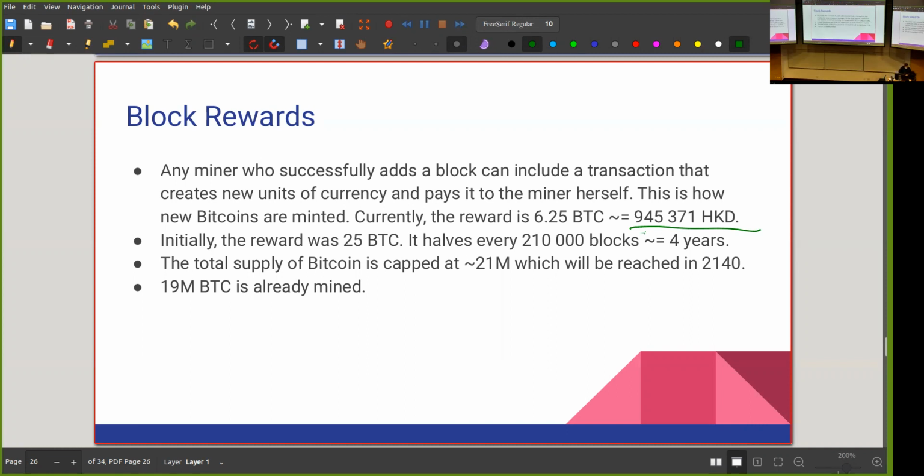Okay, so yeah, you can compute using these numbers that the total supply of Bitcoin is almost 21 million. So there will never be more than these many Bitcoins. This is the maximum number of Bitcoins that can be created by mining. And this limit would actually be reached in 2140. And most of it is already mined. So 19 million out of the 21 million Bitcoins are already out there.